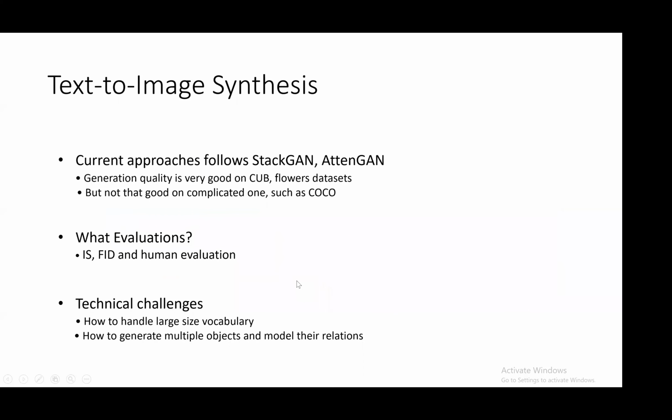Okay, let's stop here first to summarize the text to image synthesis framework. We have talked about the datasets used in this domain, like the CUB birds dataset, the Oxford flower dataset, and also the COCO captioning dataset. And we can see the current methods following StackGAN or attention gain can do a very good job on simple datasets like birds and flowers, but not on complicated ones like COCO.